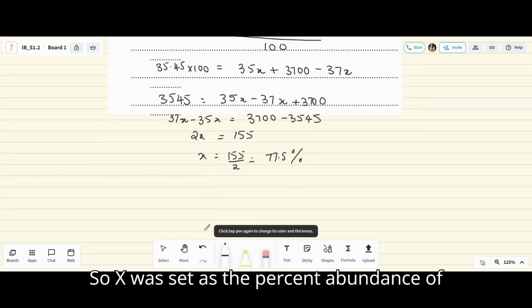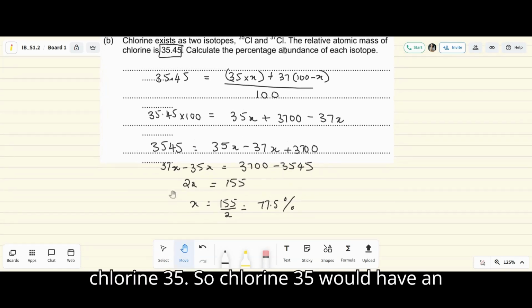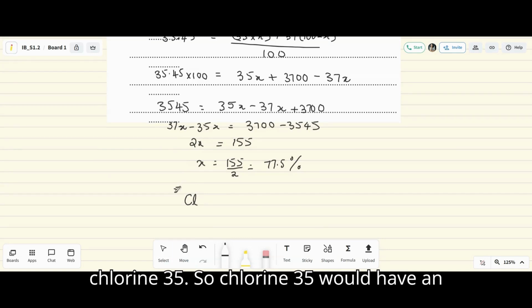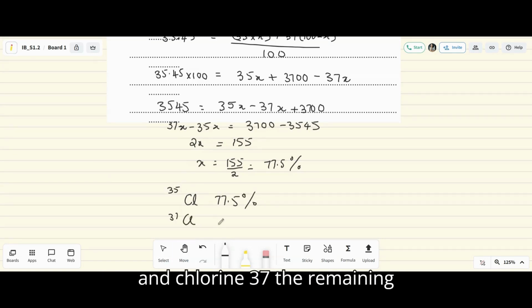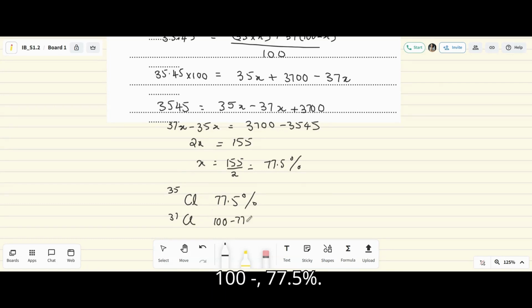So X was set as the percent abundance of chlorine-35. So chlorine-35 would have an abundance of 77.5%, and chlorine-37, the remaining 100 minus 77.5%, that's 22.5%.